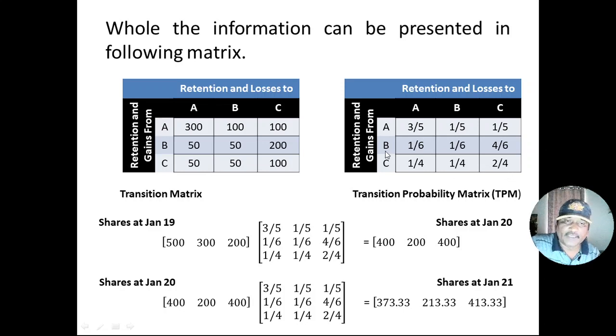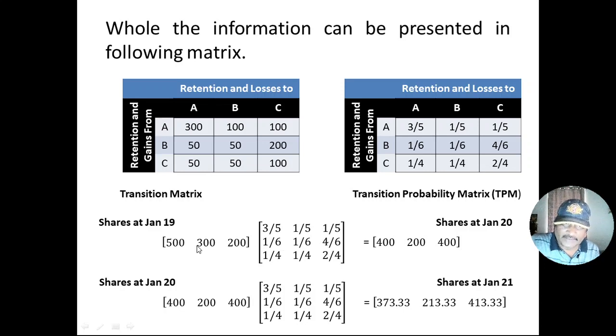All right. So once we have understood this transition probability mechanism, we simply can multiply the market share by the transition probability matrix to get the new market share. You have well understood the mechanism. 3/5 of 500 are retained with A. 3/5 of 500 means 300 are retained with A.